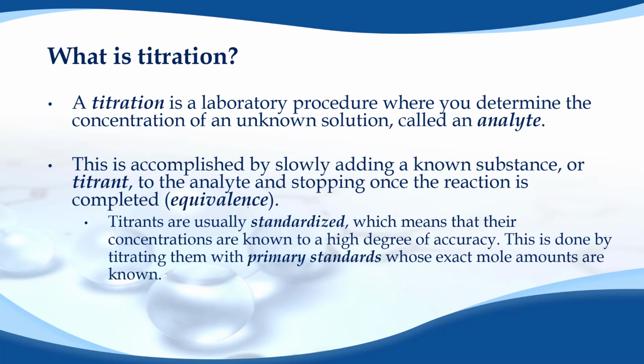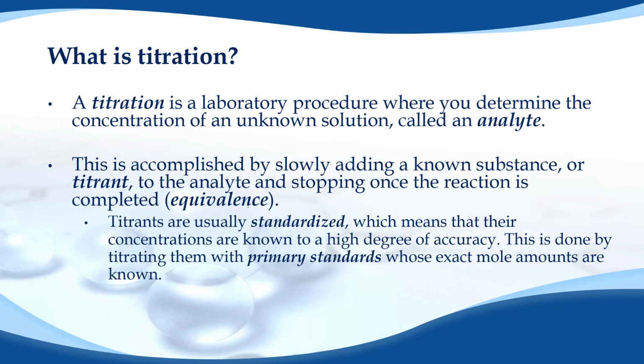Now, the reason why we know titrants so well is because usually titrants have been standardized, which means we've calculated their concentration to a very high degree of accuracy. The way you do this, and the way you're going to do this later this year when you make your sodium hydroxide standard, is you make a sodium hydroxide standard and then react it with something called a primary standard. In our case, it's going to be a solid acid called potassium acid phthalate, or KHP.